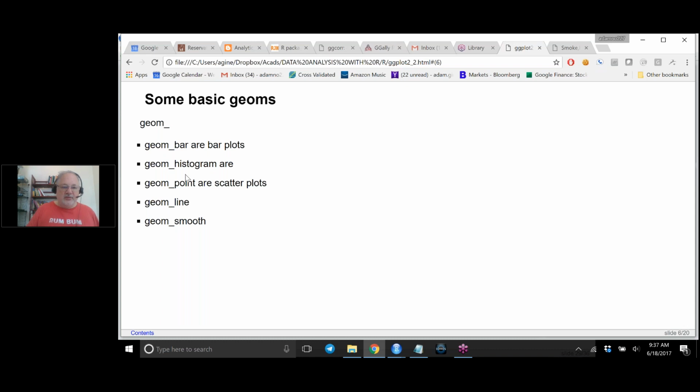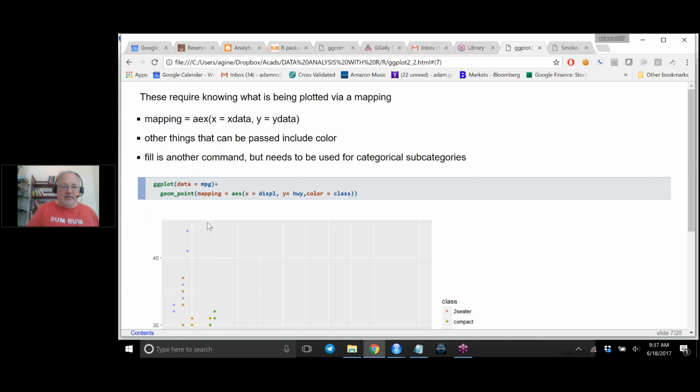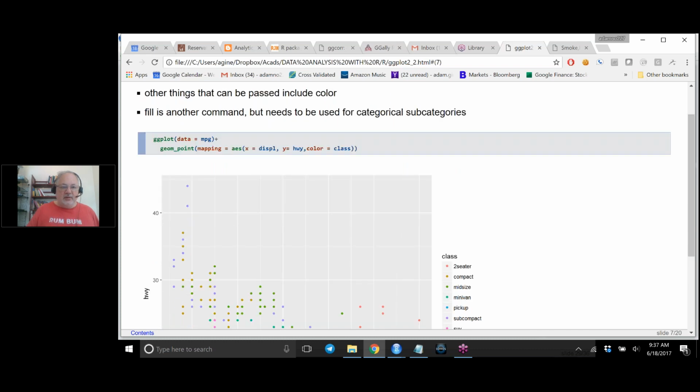You can do bar plots, histograms, points, lines. You can do smooth, which gives you sort of a confidence interval for the plot too. And as I said, the main thing is you have to tell it what to graph. Mapping equals, oops, that's an error, but it should be aesthetics. And you can pass other things, including colors. And so here I've just created a point plot, a scatter plot.